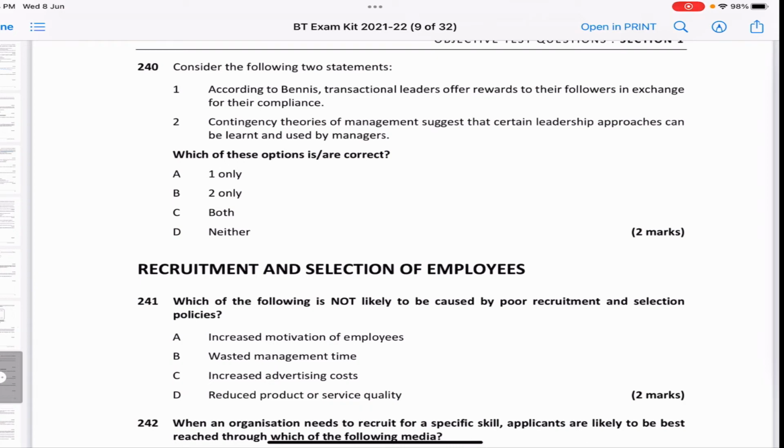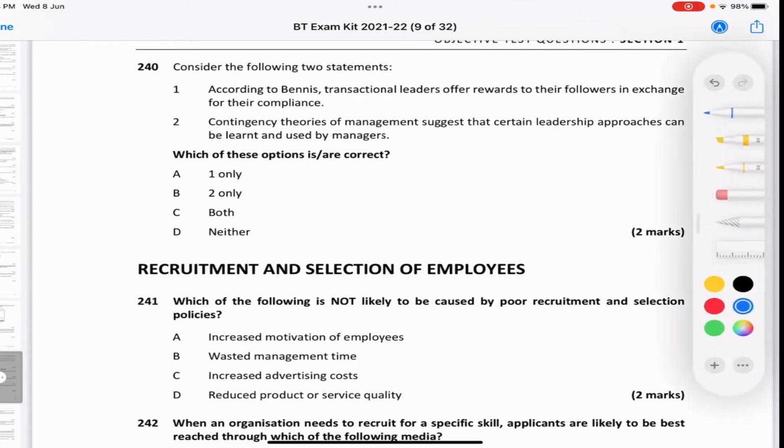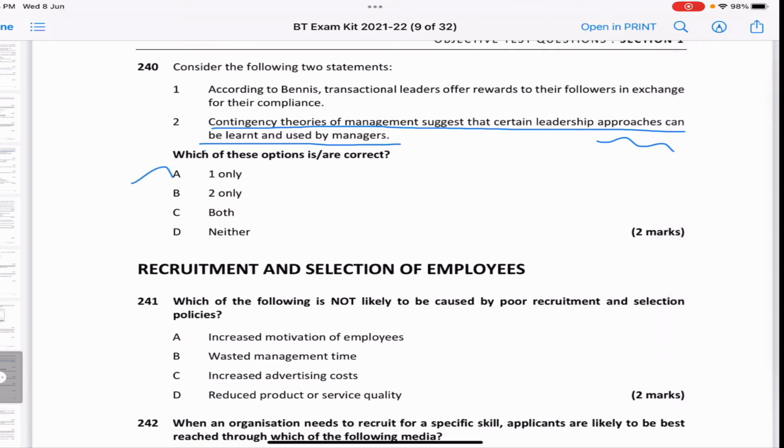Okay, so if you can recall statement 2, which we saw, contingency theory of management suggests that certain leadership approaches can be learned. Something new we can learn, that is said in the style theories. Learning from the past people, that is said in the contingency theory, but something we can learn right now, it is learning a style. So that's not true. According to Bennis, transactional leaders offer rewards to their followers in order to get their compliance. That's right. It's not transformational. They said that transactional leaders do this. So that is also true.